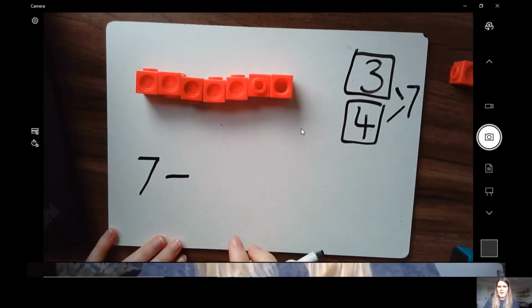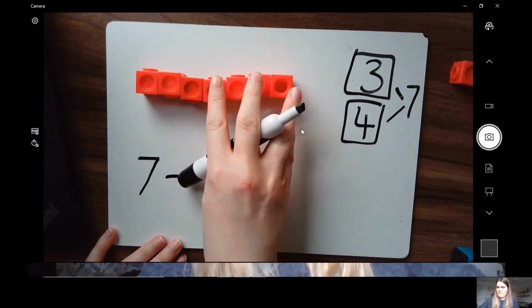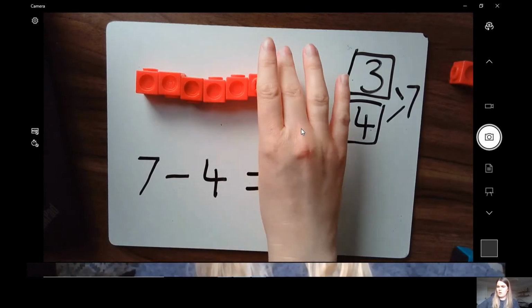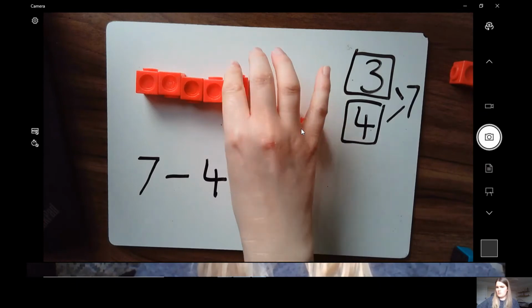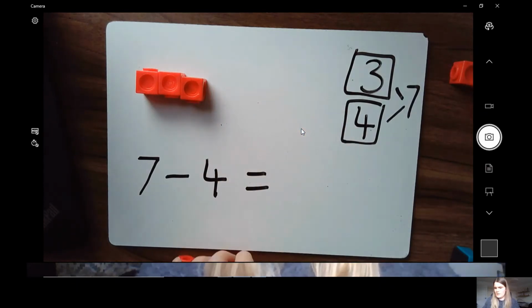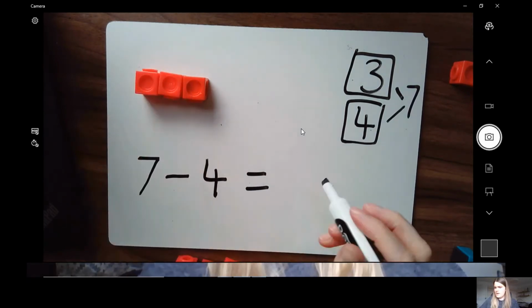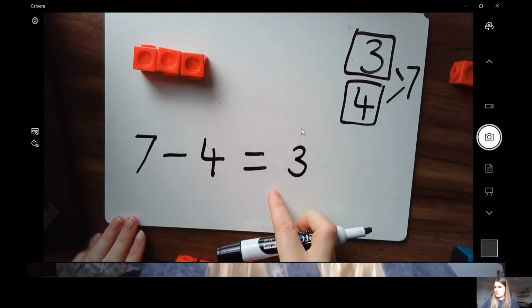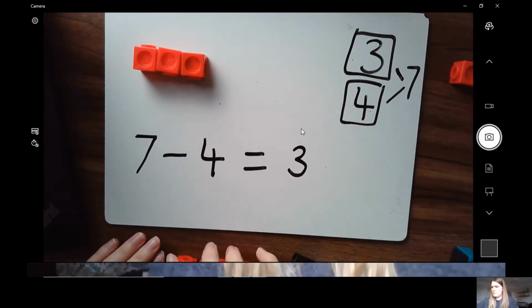7 take away 4. So we take away 4. 1, 2, 3, 4. They're gone. Our answer, 1, 2, 3. Using our number bonds, we can solve it. We can do it a different way too.